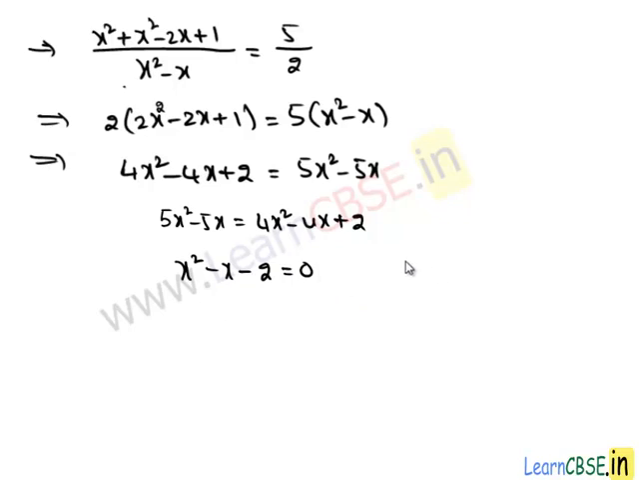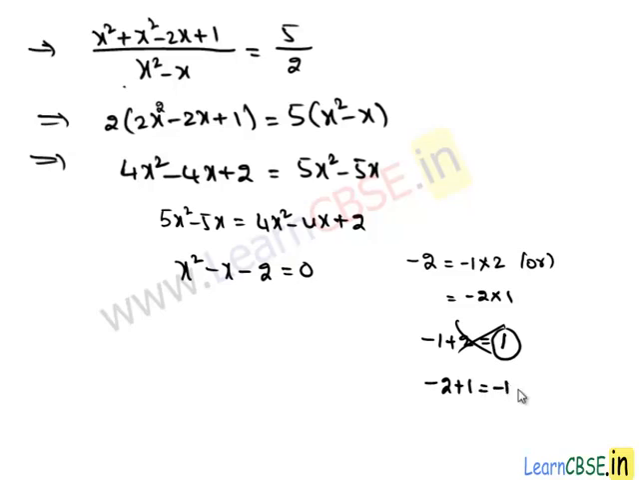Let us factorize this. We have constant term is -2 and its factors are -1 times 2 or -2 times 1. Sum of -1 and 2 is 1, which is not equal to coefficient of x. So we ignore these factors. We have -2 and 1. Their sum is equal to -1. Here -1 is equal to coefficient of x. So we write x in terms of -2x plus x and -2 equal to 0.